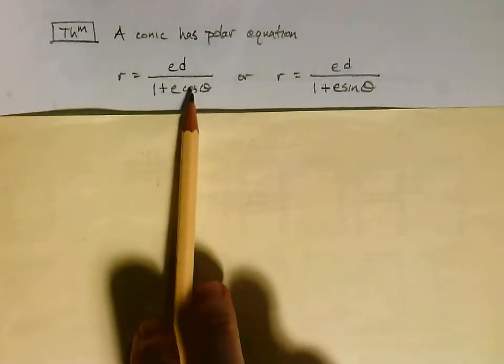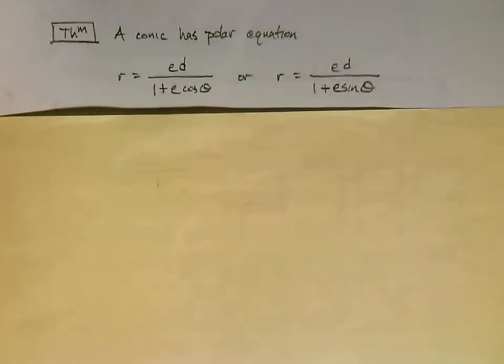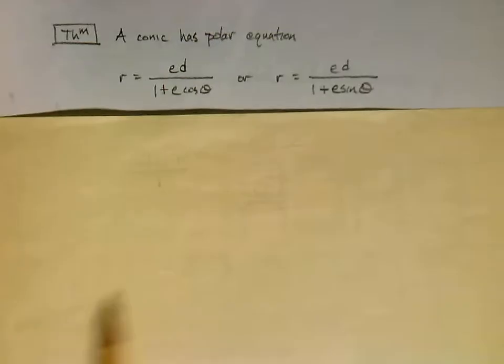The difference between cosine theta and sine theta is which way it is oriented. Sorry for my camera here, it's just trying to find focus. Cosine would mean you're oriented in a horizontal direction. Sine means you're oriented in a vertical direction.